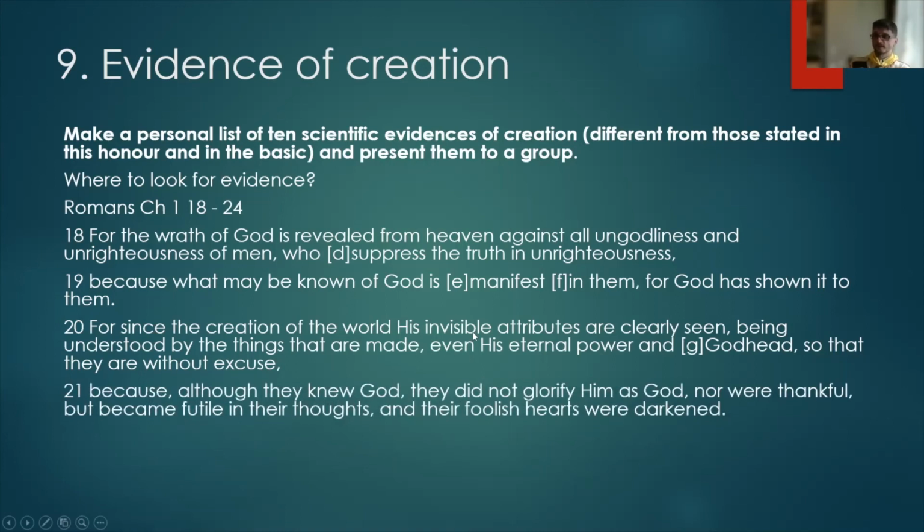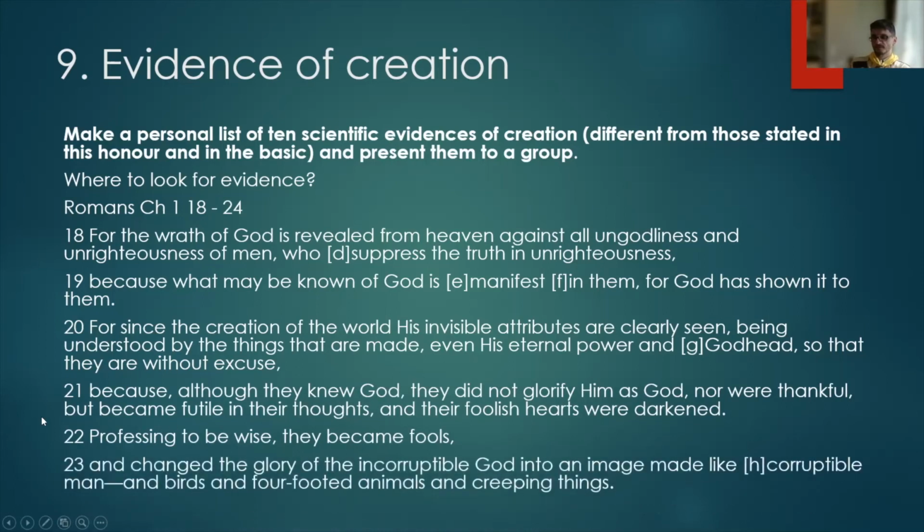"Because although they knew God, they did not glorify him as God, nor were thankful, but became futile in their thoughts, and their foolish hearts were darkened. Professing to be wise, they became fools, and changed the glory of the incorruptible God into an image made like corruptible man, and birds, and four-footed animals, and creeping things." So it's very simple. Instead of believing in God, people are more tempted to believe in people, to make all kinds of idols. So that's the reason why evolution came to life as a theory. It's because people don't want to listen to God.